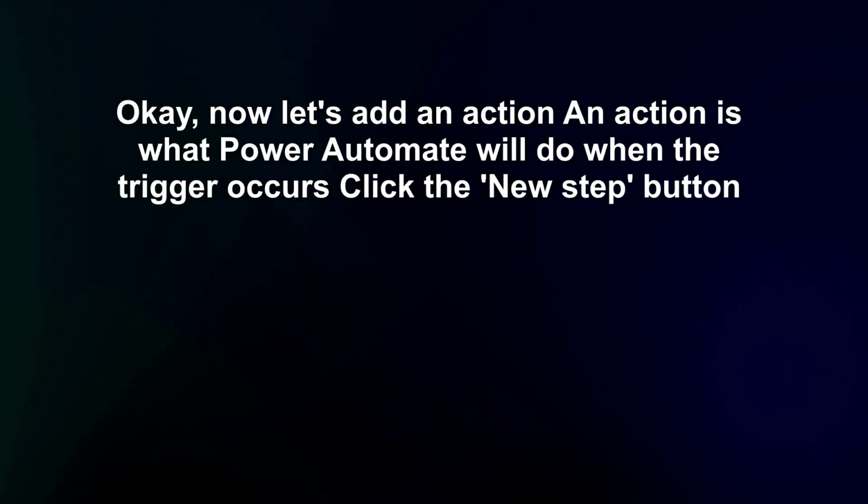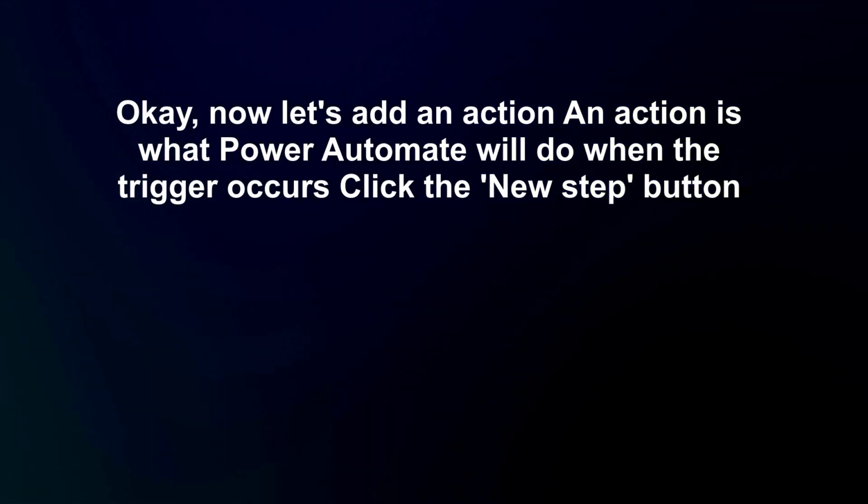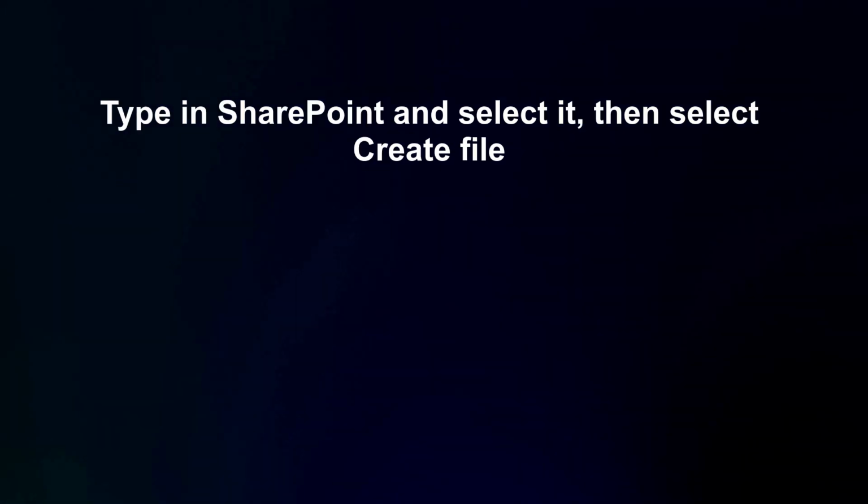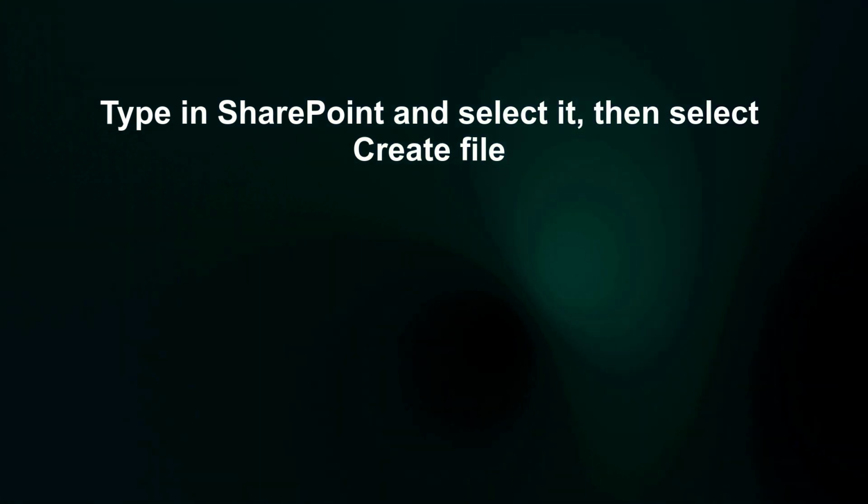Okay, now let's add an action. An action is what Power Automate will do when the trigger occurs. Click the New Step button. Type in SharePoint and select it, then select Create File.